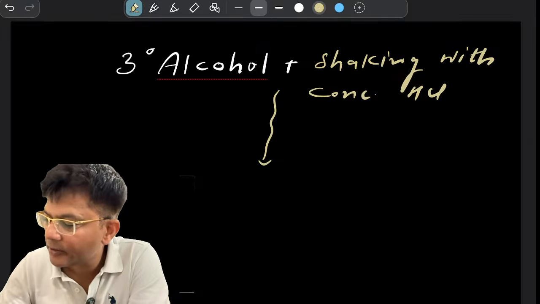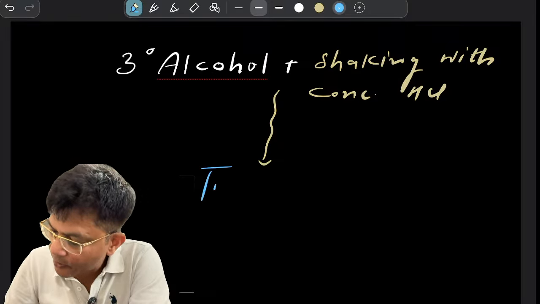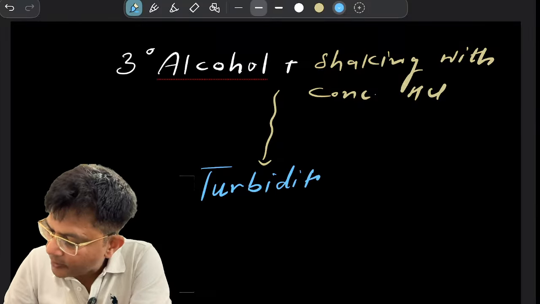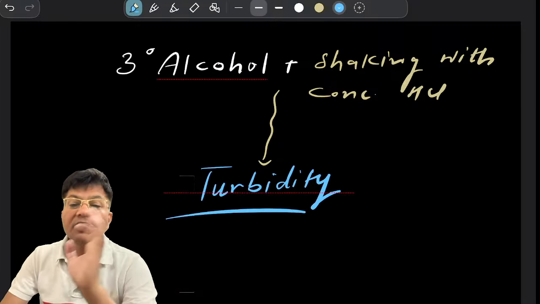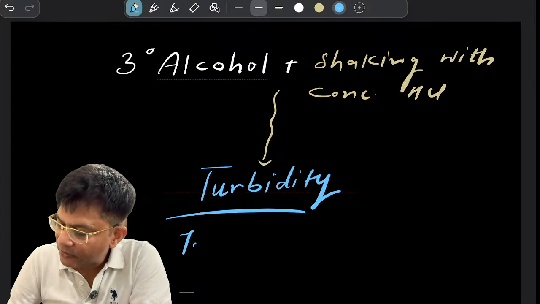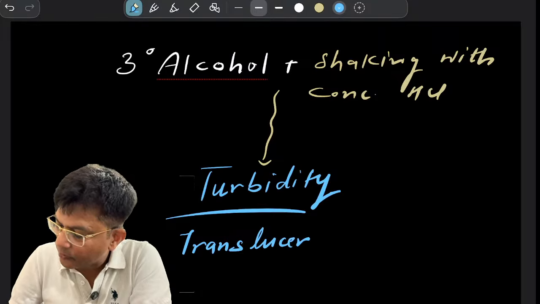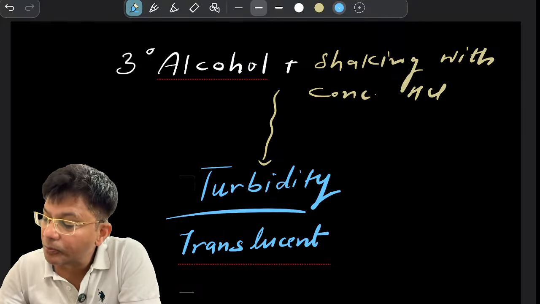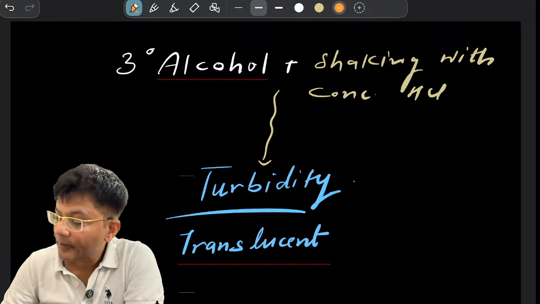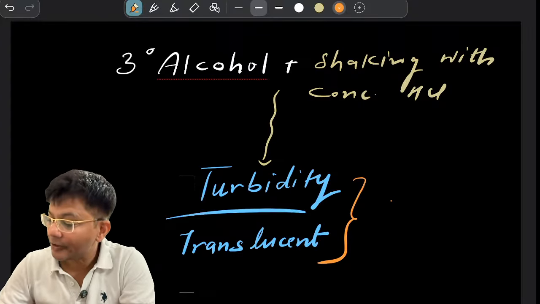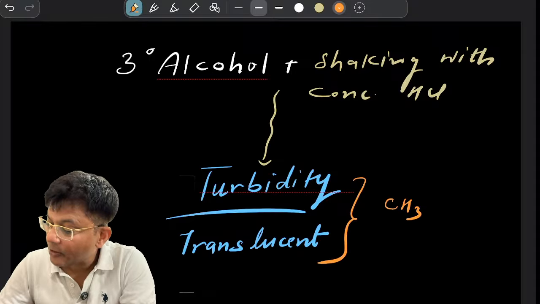What is turbidity, kids? Is there anyone who can let me know what you mean by turbidity? The transparent solution will convert into a translucent solution. Why? Who is responsible for producing this turbidity? That is the tertiary alcohol got converted into tertiary butyl chloride.